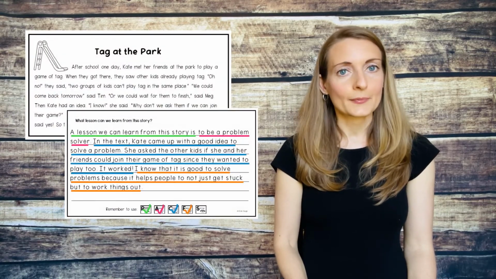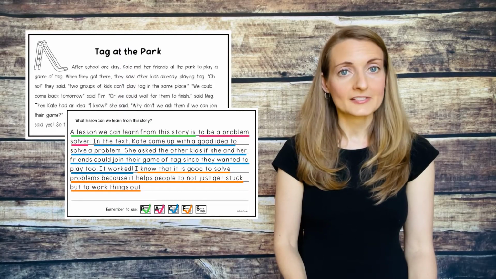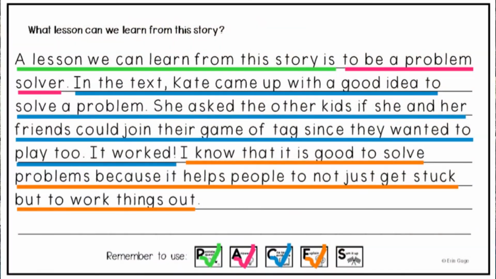Let's reread the sample answer for this story that already has the R, A, C, and E parts, and then we'll decide on the best closing sentence for that S part. The question says, what lesson can we learn from this story? A lesson we can learn from this story is to be a problem solver. In the text, Kate came up with a good idea to solve a problem. She asked the other kids if she and her friends could join their game of tag since they wanted to play too. It worked. I know that it is good to solve problems because it helps people to not just get stuck, but to work things out.